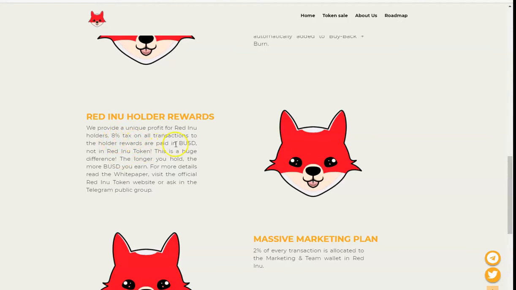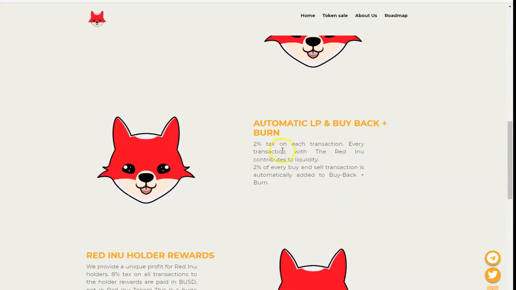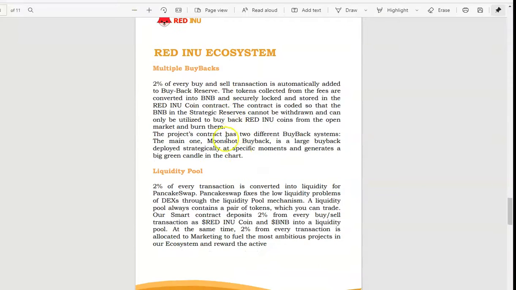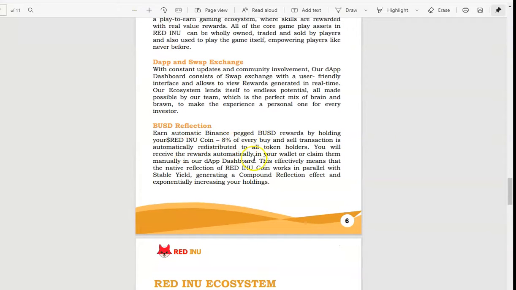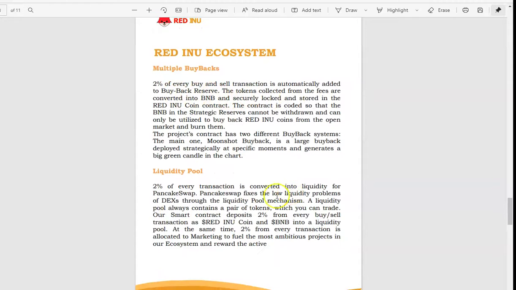They don't total it up for us anywhere on their website, but they have a 14% tax, 8% will be in reflections, 2% goes to the marketing and team wallet, 2% goes to liquidity, 2% goes to buyback and burn. If you look at their white paper, it also shows 8% going to reflections, 2% going to buybacks, 2% going to the liquidity pool, and for some reason not under its own header, 2% going to the marketing.